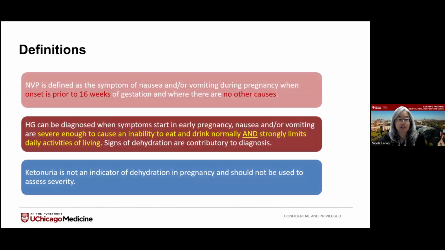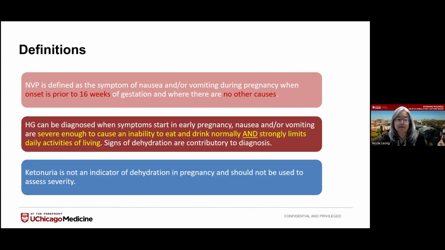Looking at our definitions, so nausea, vomiting, pregnancy, what it sounds like, nausea or vomiting during your pregnancy with an onset prior to 16 weeks of pregnancy, and at the same time ruling out any other causes of nausea and vomiting, which we'll talk about in a few slides from here. Hyperemesis gravidarum, however, is also nausea and vomiting in pregnancy, but it is severe enough to cause inability to eat or drink normally, as well as strongly limiting daily activities of living.